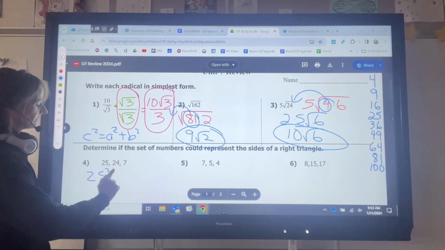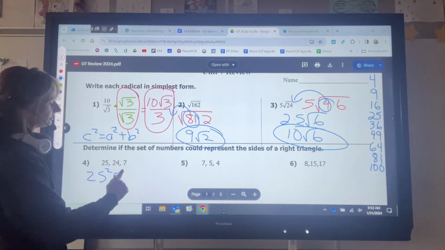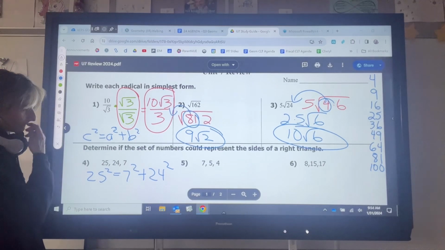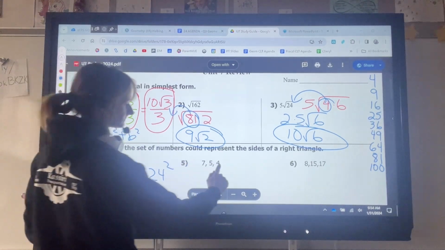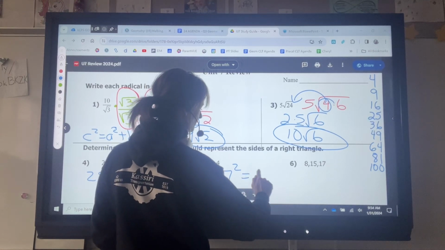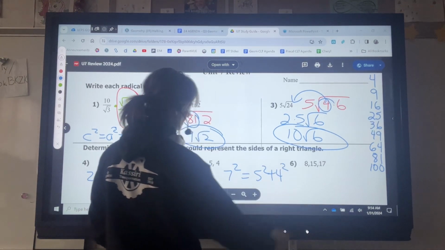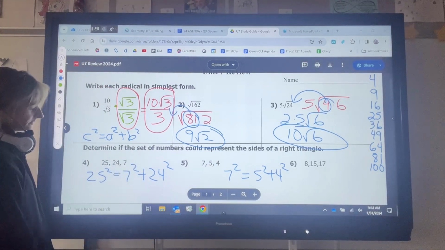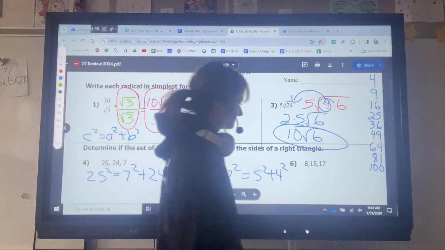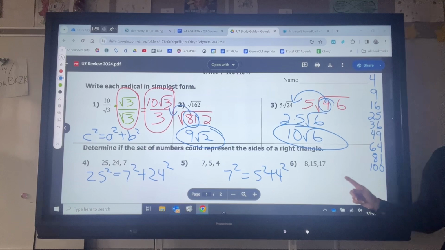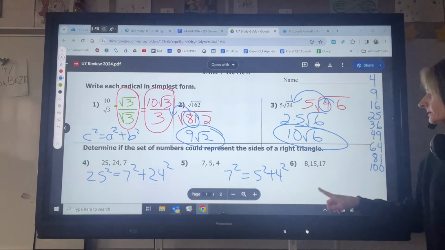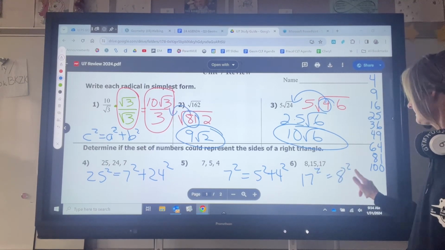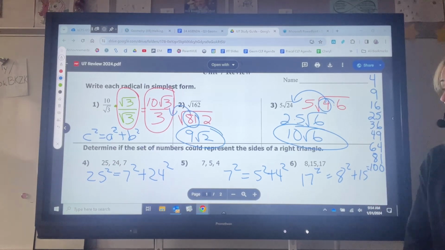So then we take our calculator out. Does 25 squared equal 7 squared plus 24 squared? Has anyone done these problems? Does 7 squared equal 5 squared plus 4 squared? Notice I put the 5 first here and the 4 second, and I put the 7 first here and the 24 second. Doesn't matter, right? We're just squaring them and adding them together. 17 has to be the c for number 6 because it's the longest length. So I'll put 17 for c and the 8 and the 15 in for a and b. Now we just take the calculator out.